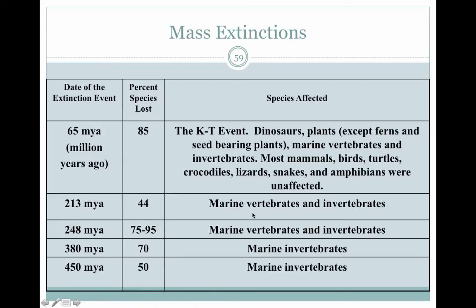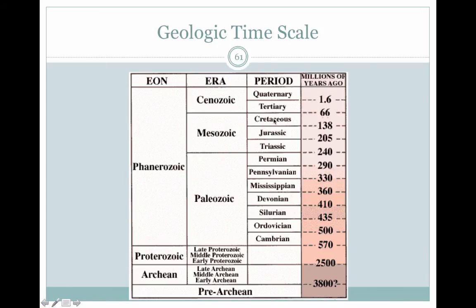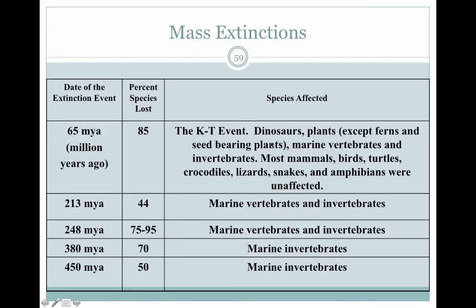The most catastrophic extinction event occurred about 250 million years ago, and it got rid of 75 to 95% of all of the species on the planet. But the most famous one is called the KT event. Why does it have this name? It's because it occurred between the Cretaceous and the Tertiary periods. And it's also when the dinosaurs went belly up and made room for mammals like us. And it happened 65 million years ago. Whenever you see MYA, that means million years ago.